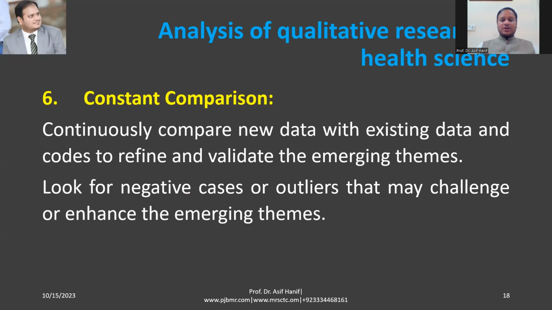Continuously compare new data with existing data, using data codes to refine and validate the emerging themes. For example, you have already collected data from 20 people, or you analyze 5 among 20, then from another 5, then from another 5. You see what is constant that is coming through these themes, through these keywords, so that you can reach a decision about your research question.